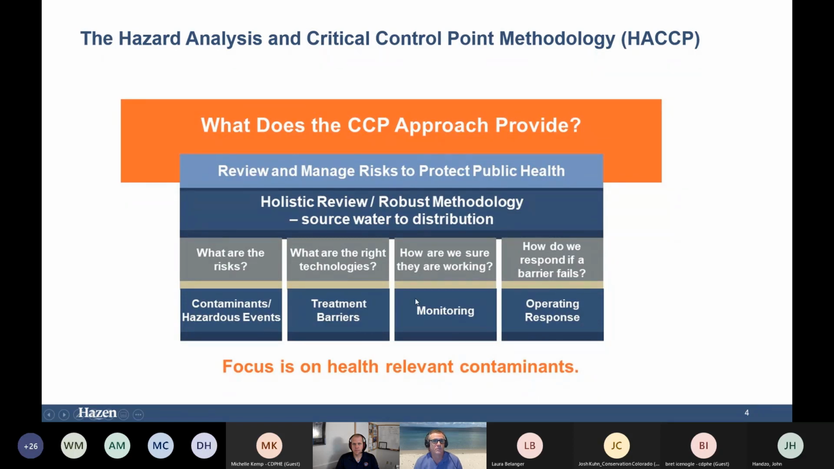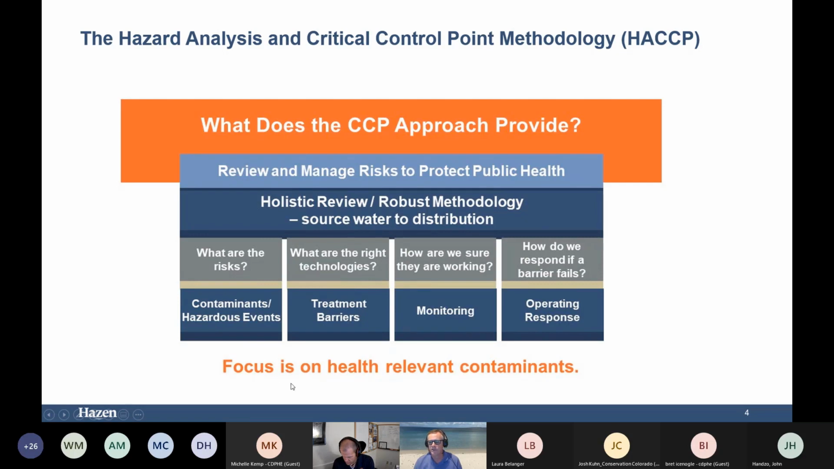How do we make sure that those barriers are working? So what monitoring do we use to prove to ourselves and to prove to all of our stakeholders that those barriers are working effectively? And what do we do if something goes wrong? How do we respond if there's a failure of that barrier? And so what does that mean in terms of our operational response? And of course, in plants that we work on in the 21st century, that response is a combination of controls, automation, and operations at that interface.